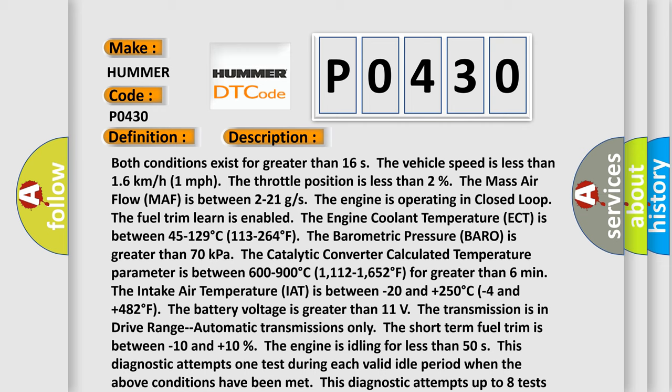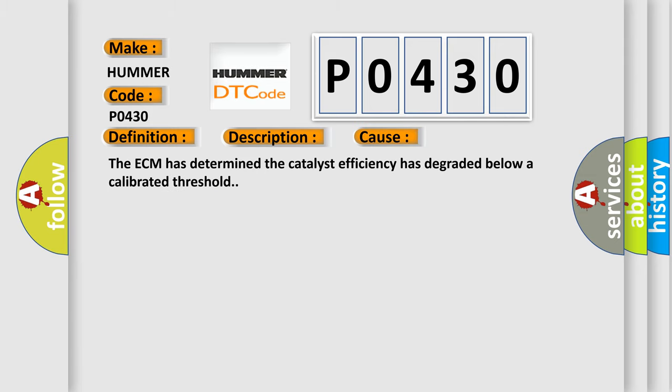This diagnostic error occurs most often in these cases. The ECM has determined the catalyst efficiency has degraded below a calibrated threshold.